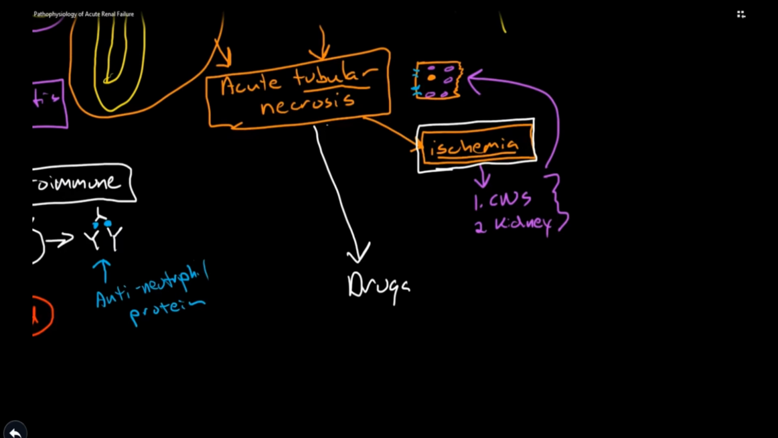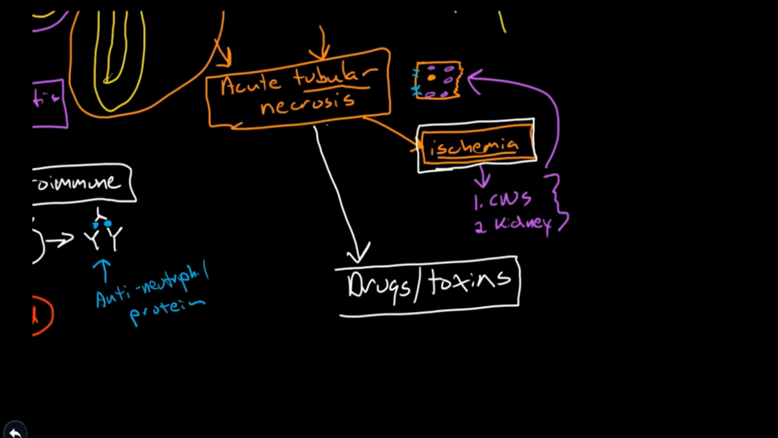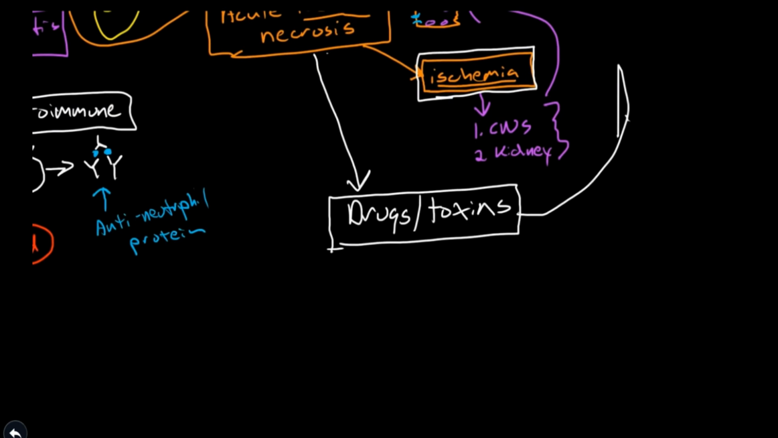Now, before I get into talking about post-renal failure, I want to talk a little bit about other causes of acute tubular necrosis. So, ischemia is one of the causes. Another major class of causes are drugs and toxins. Again, the epithelial cells of the tubules are very sensitive to loss of oxygen, but they also can be very sensitive to drugs and toxins.